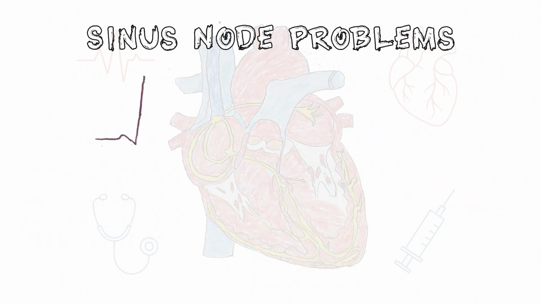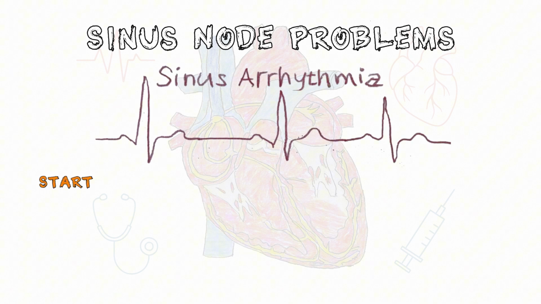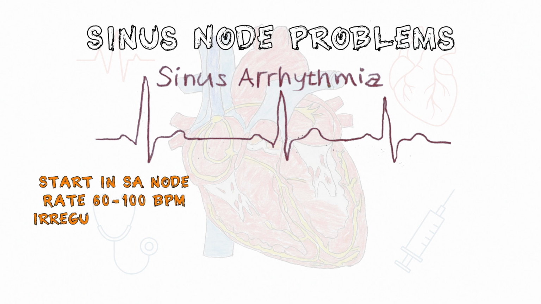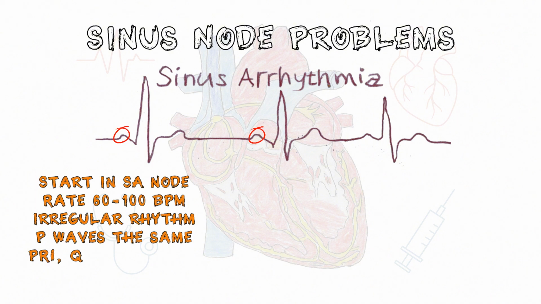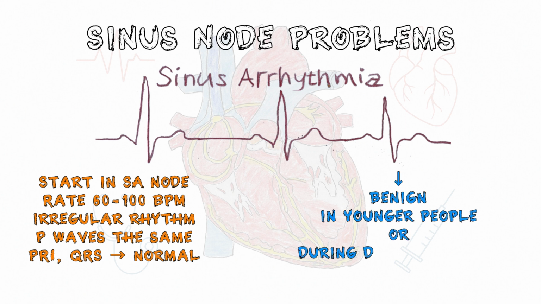Following is number 3, sinus arrhythmia. It still comes from the SA node. Heart rate is typically 60 to 100 beats per minute, but the rhythm is irregular, usually because of respiratory variation. The P waves look the same and PRI and QRS remain normal. It is usually benign and often seen in younger people or during deep breathing.